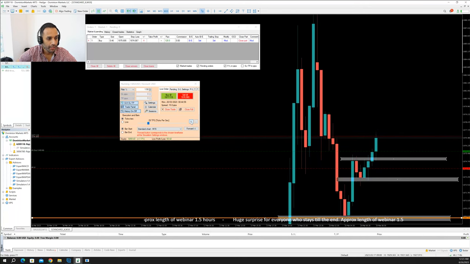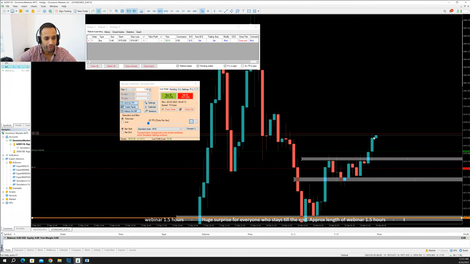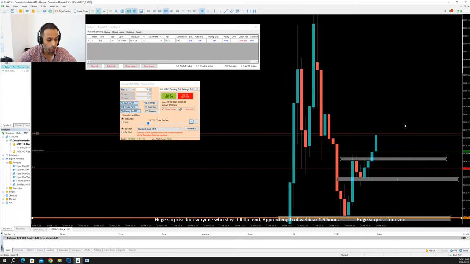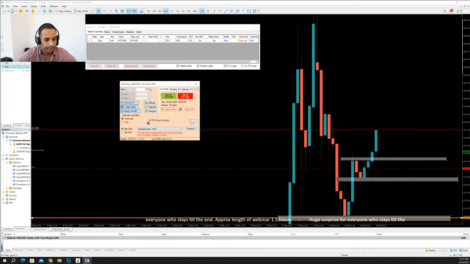So the 15-minute candle is about to close. Let's take a look at the 15-minute candle. The 15-minute candle has closed as a very strong bullish candle. The 30-minute candle is still open, so we're going to wait to see how this 30-minute candle is going to close, and then we're going to decide what we're going to do.